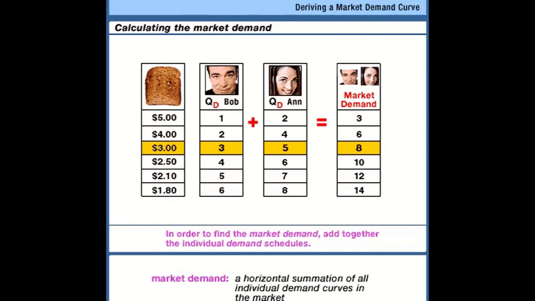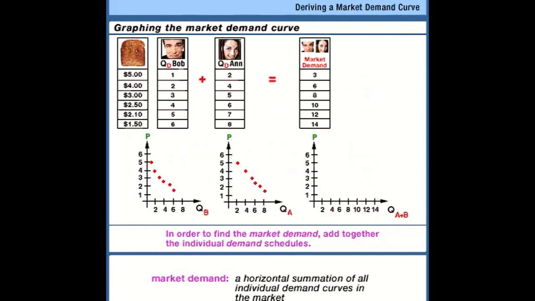Let's show now how the same process works in our graph. We'll move all these numbers over to the box where you can use them, and I have here reproduced all of this information in a graph. So I have Bob's information represented in this first diagram. I have Ann's information represented in the middle graph. And over here on the far right, I'm going to sum the two together to get the market demand curve. Let me show you how that works.